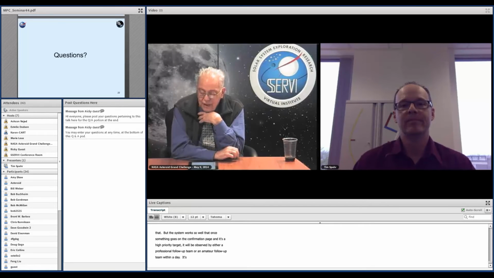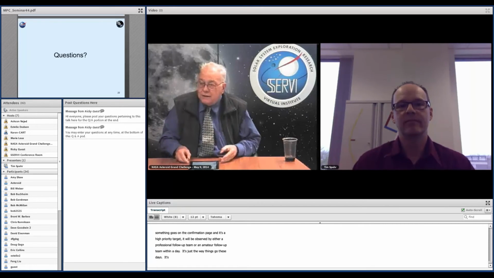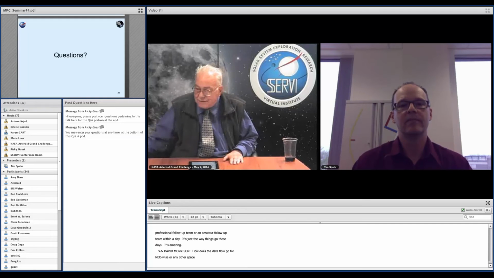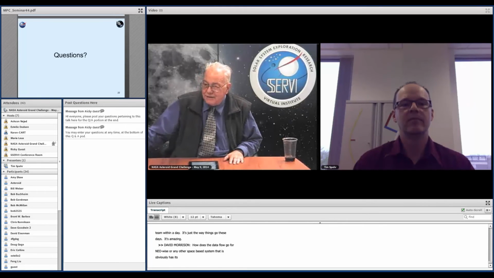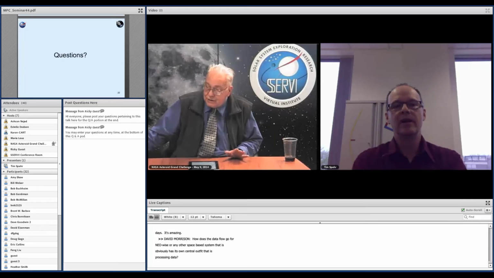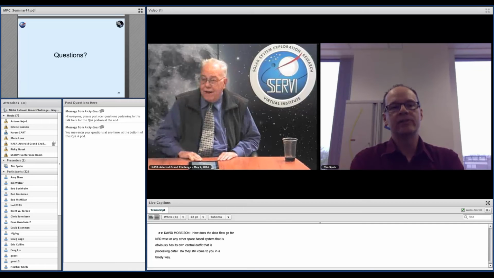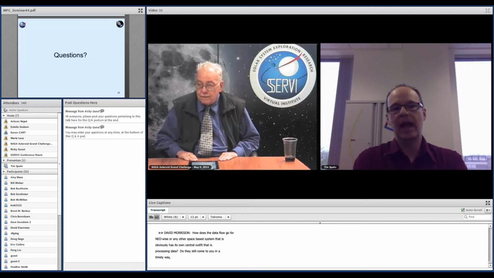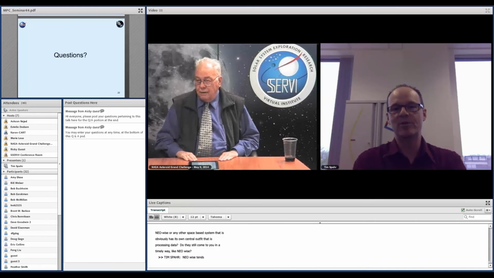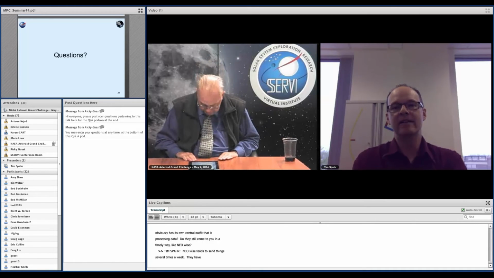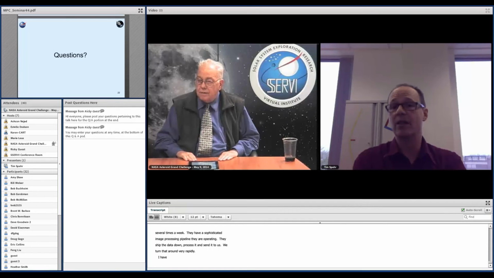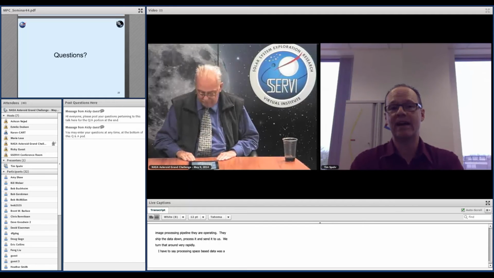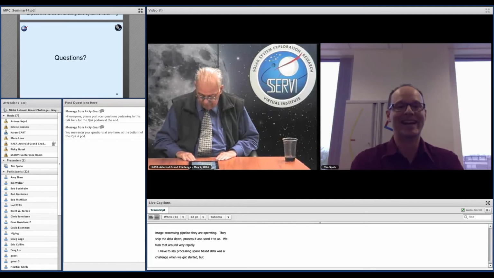It's amazing. How does the data flow go for NEOWISE or any other space-based system that obviously has its own central outfit that's processing data? Do they still come to you in a timely way like NEOWISE? Yeah, NEOWISE tends to send things 2 to 3 times a week. And they have a fairly sophisticated image processing pipeline they're operating. They ship the data down, process it, and then send it to us, and we turn that around very rapidly. I have to say, processing space-based data was a challenge when we got started, but we licked that problem, and there's fascinating physics associated with it. That's all I'll say.